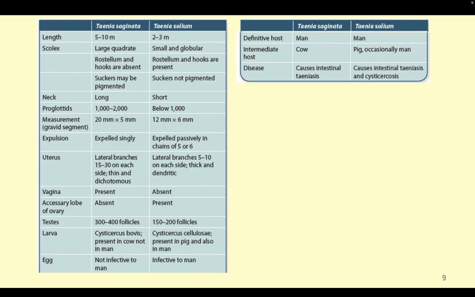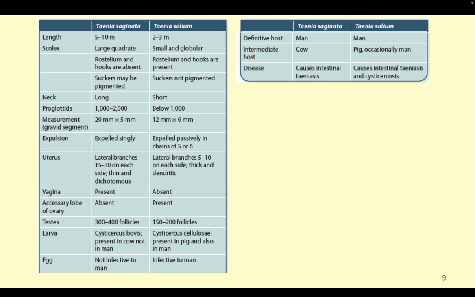Then testes are more in number in case of saginata, they are lesser in case of solium. Then eggs are not infective to man. This is important. You need to remember that only Tinea solium eggs are infectious to man.